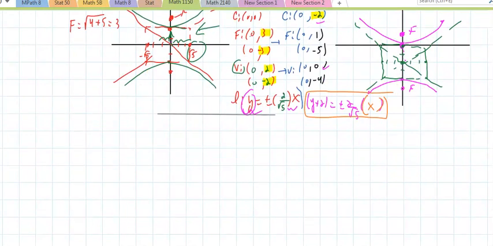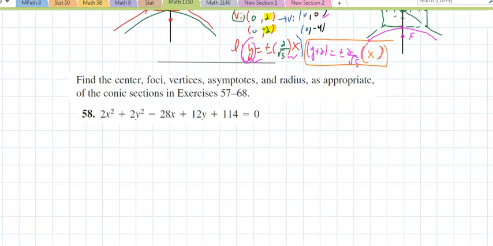I'm just kidding. On number 58, through the end of the section, find the center, foci, vertices, asymptotes, and radius. They don't want us to graph. Well, if you see two squares, it's either an ellipse, a parabola, or hyperbola. Since it's a plus, it's an ellipse or a circle. If those are equal, it's a circle. If it's a circle, there's an easy way out. I could divide by whatever that number is.